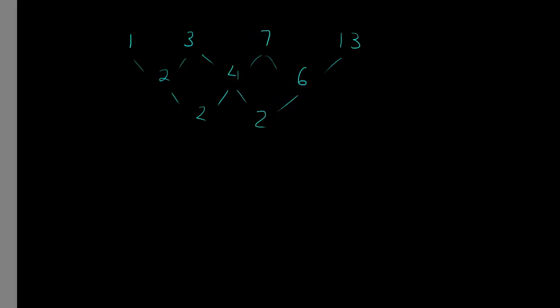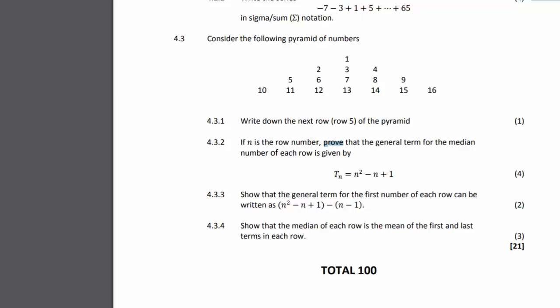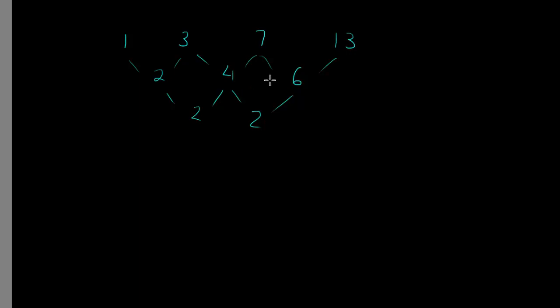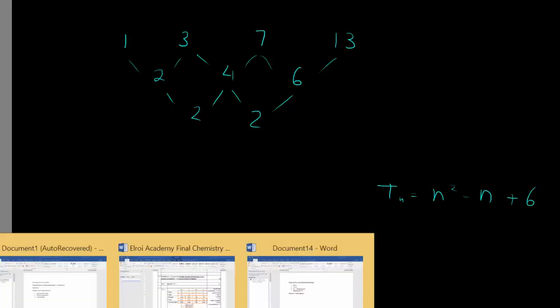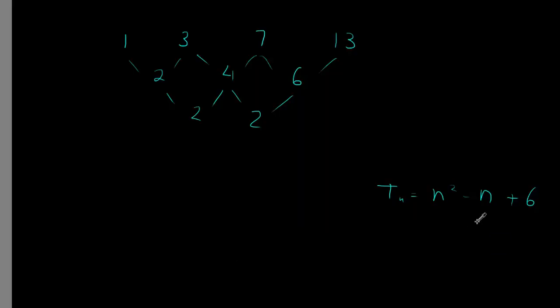And now this is a quadratic, which we knew from the beginning. Actually, this was a very simple question. We could see that this is a quadratic, and we just have to show that the general term for this quadratic sequence is Tn equals n squared minus n plus 1. Okay, plus 1. Good. So let's have a look at that.